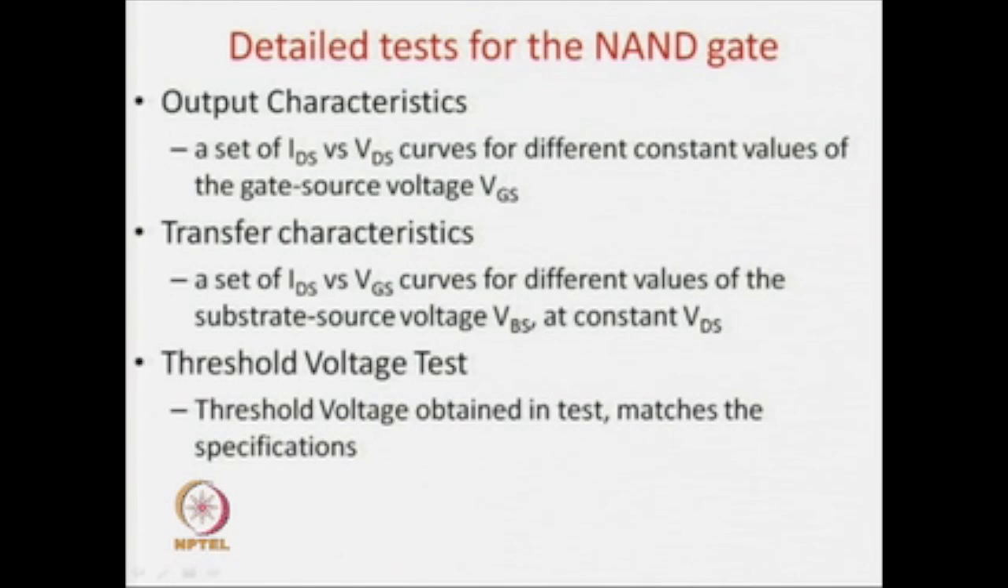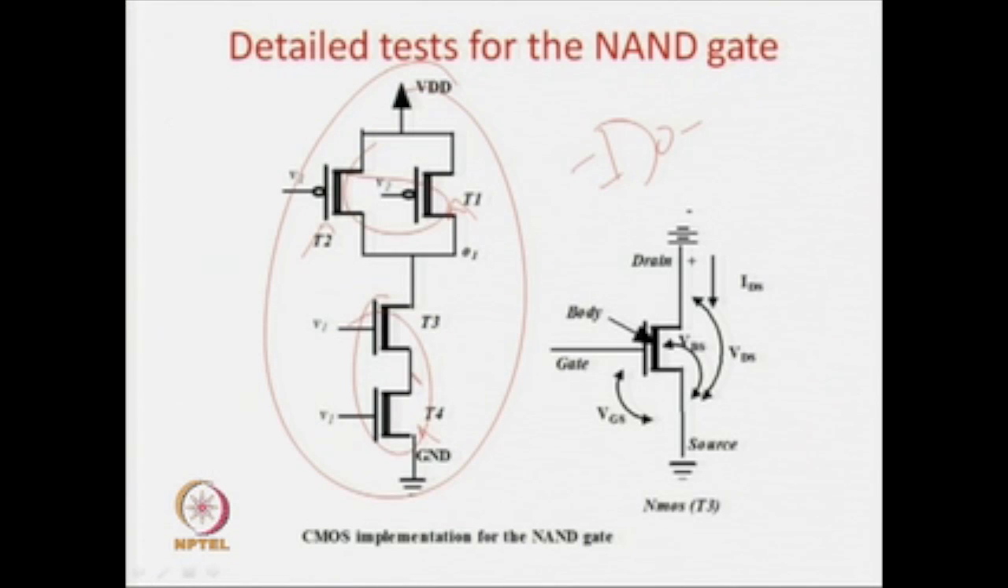You have to find out the output characteristics of all the transistors, like a set of drain current versus drain-source voltage curves for different values of gate-to-source voltage. Then there can also be threshold voltage tests for those transistors. Also there are substrate-source voltages for constant VDS. I need not go into the details, but for each of the transistors we are testing the current versus the voltage at a constant value of the other parameter, and so forth.